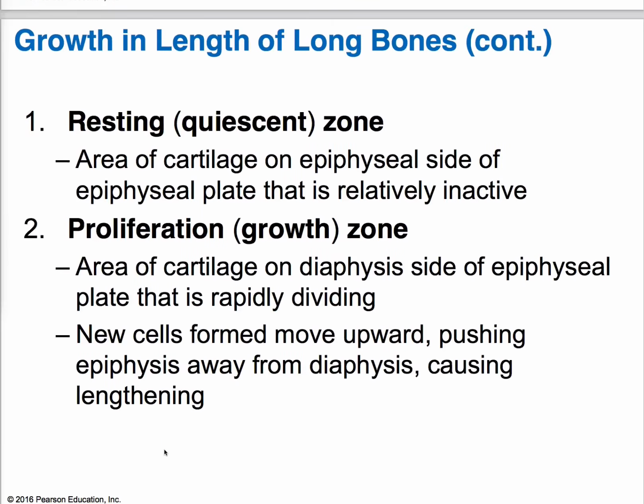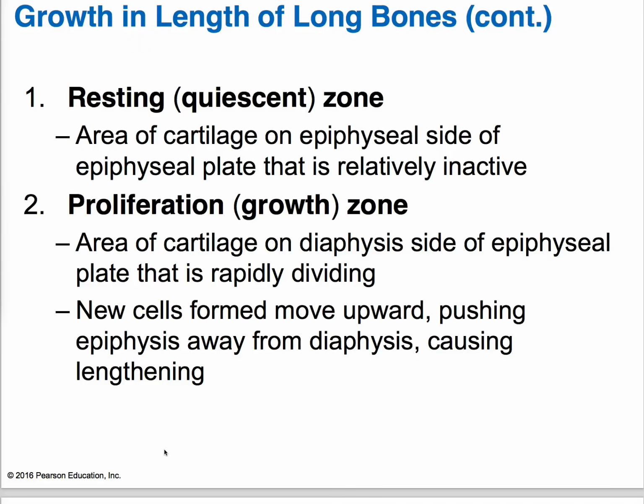So the very first part is the resting zone. This is the area of the cartilage on the epiphyseal side of the plate. One of the things you need to understand is not to forget the terms. When we're talking about the epiphysis, we're talking about the ends of the long bones. When we talk about the diaphysis, we're talking about the long part, the area between the epiphyses. So in long bones, you have the ends, which are the epiphysis, and the middle part, which is the diaphysis.